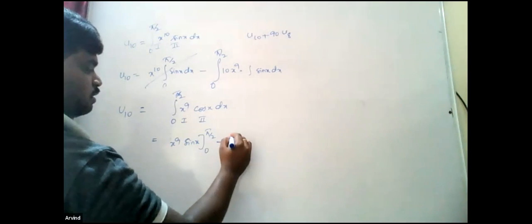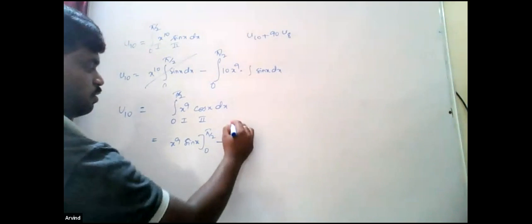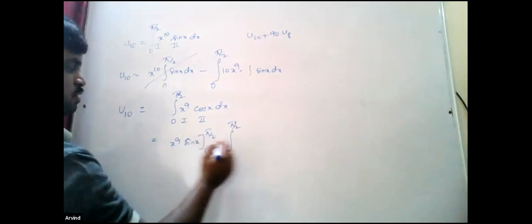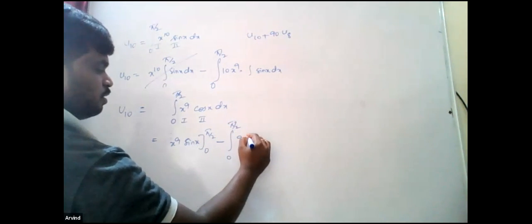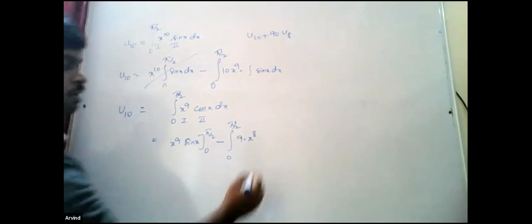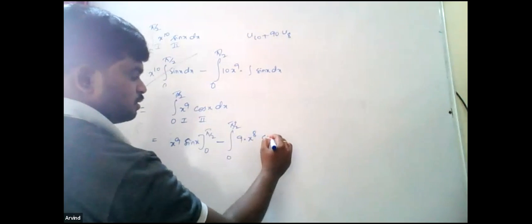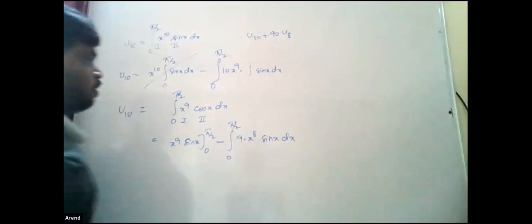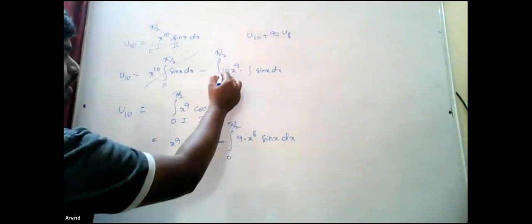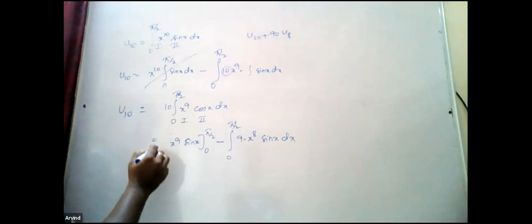Minus the integral from 0 to pi by 2 of the differentiation of the first function, that is 9 into x to the power 8, into the integral of cos x, which is sin x. Here there was a 10. I just missed out. That 10 will be here. So 10 will be multiplied for the entire thing.